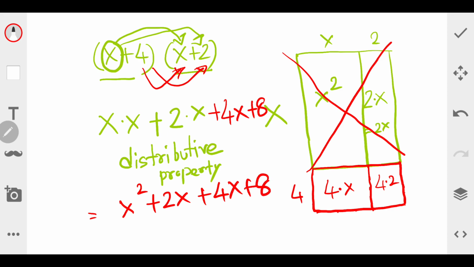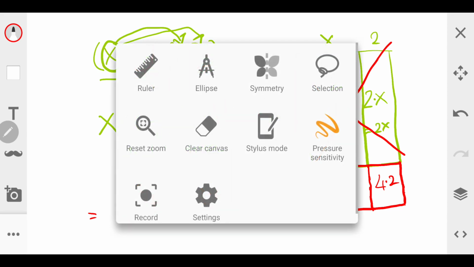So that's how we use the distributive property twice to multiply two binomials. We distributed twice, once with the x, and then we distributed the 4 with x plus 2. Now, if you remember, there is another name for this without thinking about these rectangles. So let's show you that.